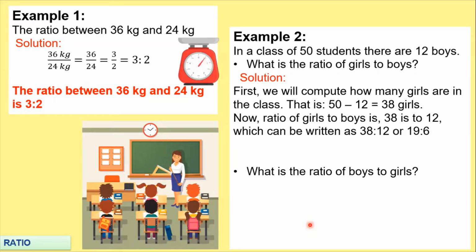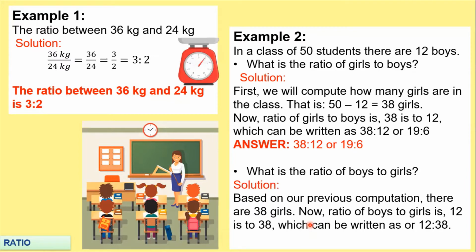Now, the ratio of girls to boys is 38 is to 12, or by simplifying, it gives us an answer of 19 is to 6. Now, what is the ratio of boys to girls? Based on the previous computation, there are 38 girls. The ratio of boys to girls is 12 is to 38, which can be simplified into 6 is to 19.